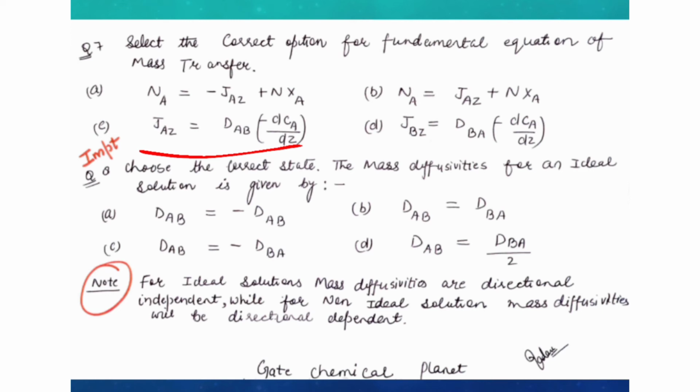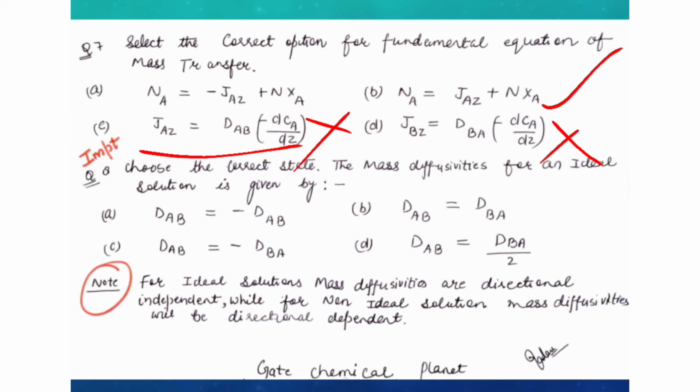In the question it is given minus dCA by dZ, so it is not correct, and it is also not correct. And NA equals to minus JAZ plus NXA is also not correct, because the correct equation is NA equals to JAZ plus NXA. It is the fundamental equation of mass transfer where N is the total molar flux of A and B with respect to a stationary observer. So this is the fundamental equation, NA equals to JAZ plus NXA.